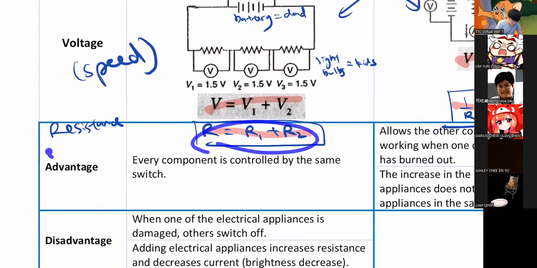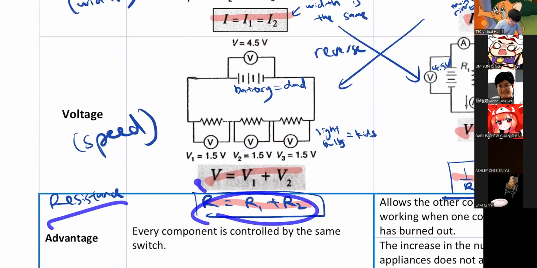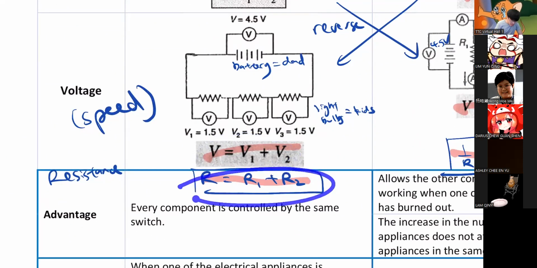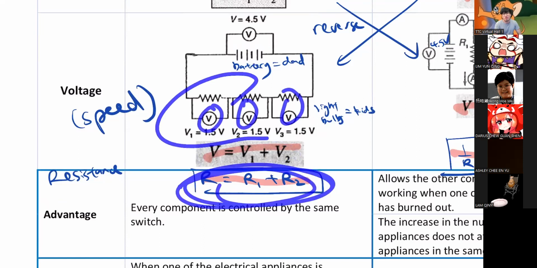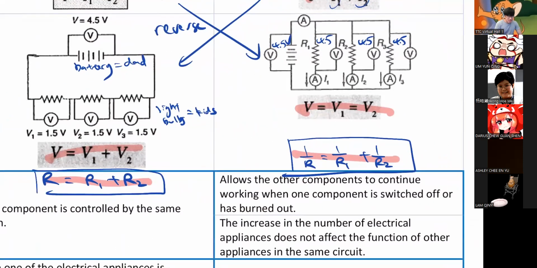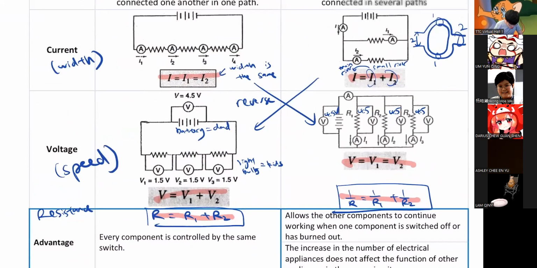So this is the resistance for series, which is the same as the voltage. You add everything together. So if this is 3 ohm, 3 ohm, 3 ohm, the total is 9 ohm. And then this one is the reverse. You just add 1 on top of each one. 就是你每一个上面加一个1。Add 1 on top means reverse.